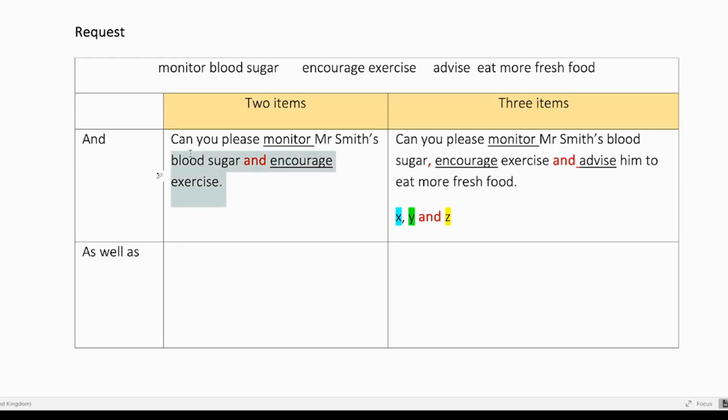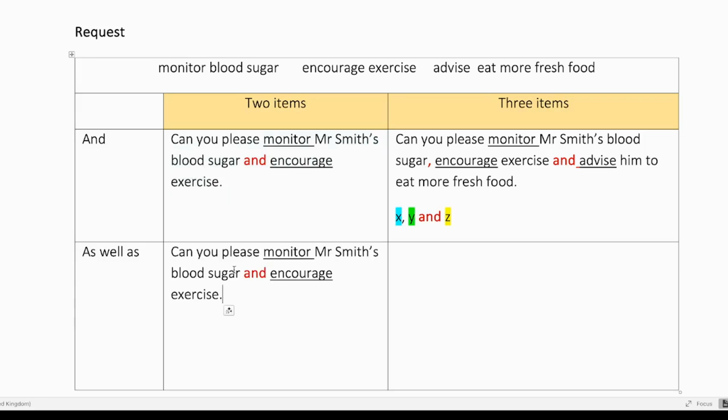So, can you please monitor Mr. Smith's blood sugar as well as? Do you know what happens here? We turn the verb into a noun, and that means converting it into a gerund. Okay? Can you please monitor Mr. Smith's blood sugar as well as encouraging exercise? That's the rule. You cannot follow as well as with a verb. You can only follow with nouns.